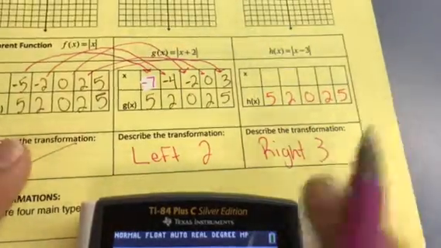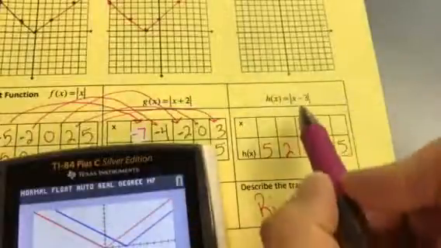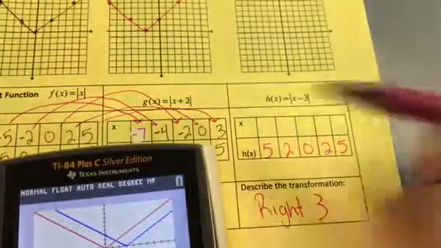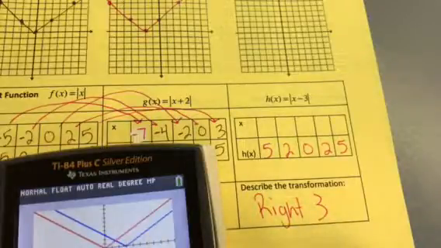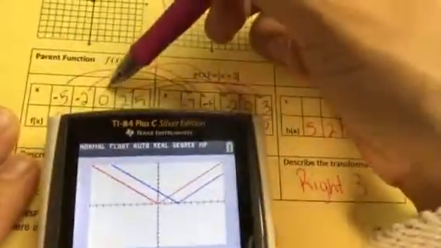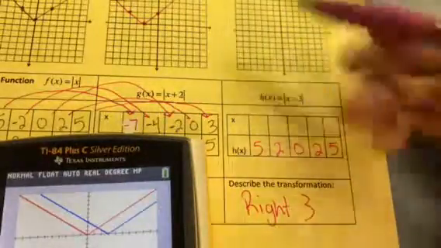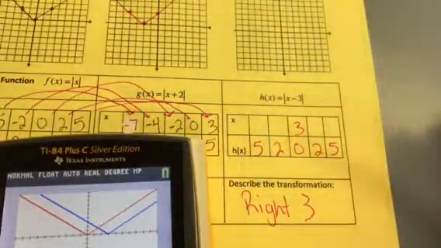It went to the right 3, but up here, it looks like when you see the -3, that minus sign should be going left. But it's going to the right 3, which means 0, this 0 right here, turned into the 3 over here. So what really happened is I added 3.